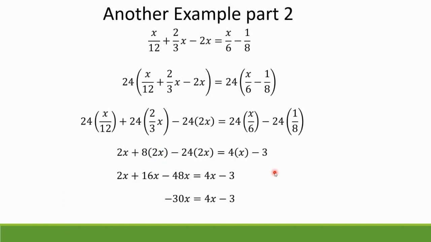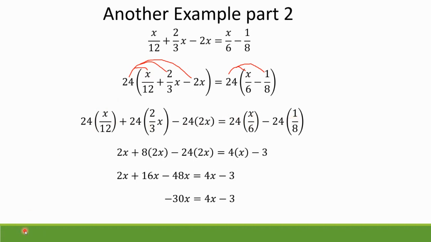Okay. Now, what do we do next? Well, again, just like the previous question, we multiply both sides by 24. Okay, and what happens? We distribute, as you can see. And when we distribute, you can see that we end up getting the next line.